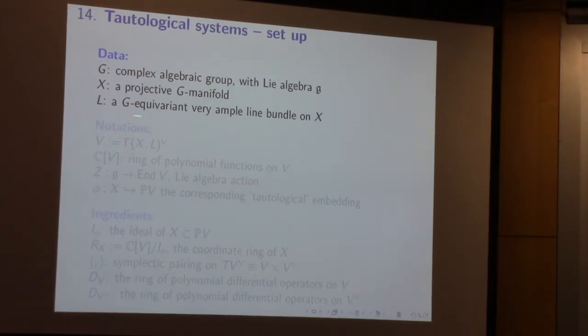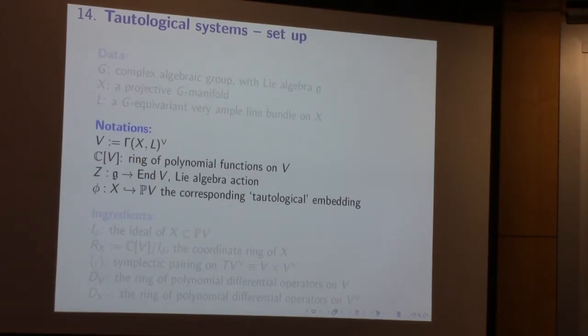So the initial data is that you have three pieces of stuff. G is a complex algebraic group, and I use fraktur g for its Lie algebra. X is a given projective G-manifold. And L will be a G-equivariant very ample line bundle. The very ample condition is not essential, but to make the discussion smooth and avoid many digressions into technicality, I will stick with this simple condition. So L is a very ample line bundle.